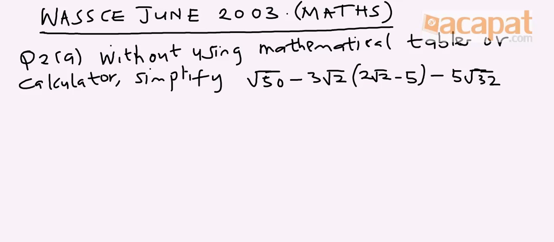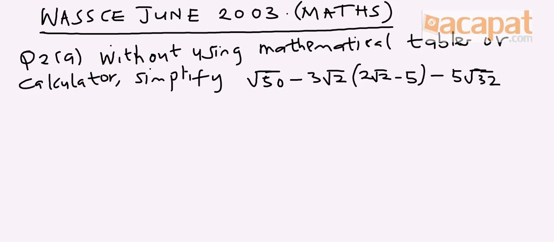WASSCE June 2003, question 2a. Without using mathematical tables or calculator, simplify root 50 minus 3 root 2, bracket open, 2 root 2 minus 5, bracket close, minus 5 root 2.